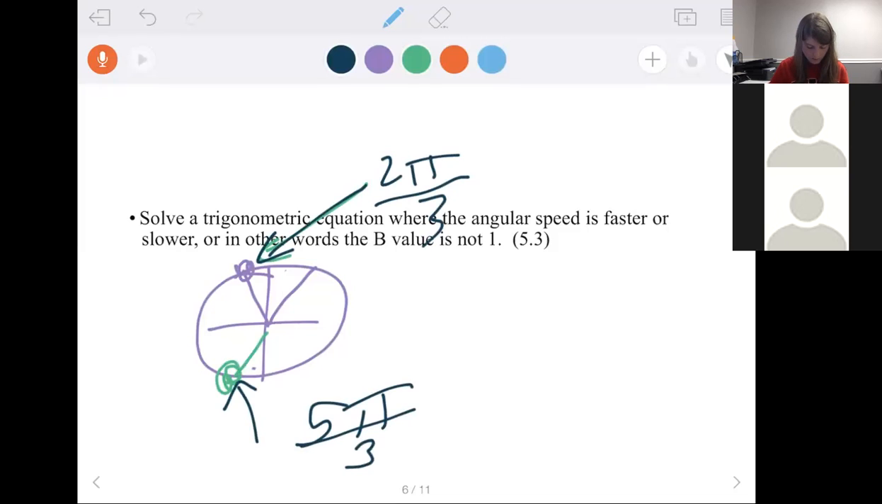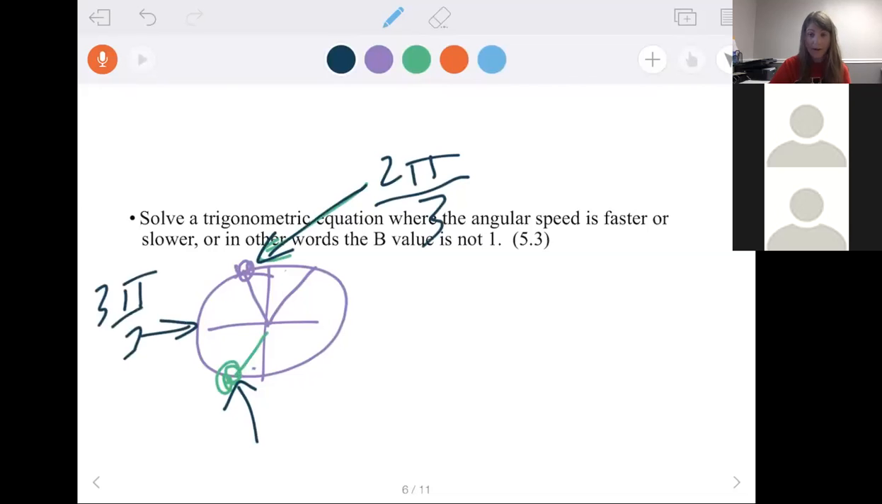No, hold on. I added one too many pi's, guys. So back up here. This is 2 pi over 3. Here's 3 pi over 3, or pi, and then 4 pi over 3. 5 pi over 3 would be in quadrant 4. So the other angle we're looking for is 4 pi over 3.